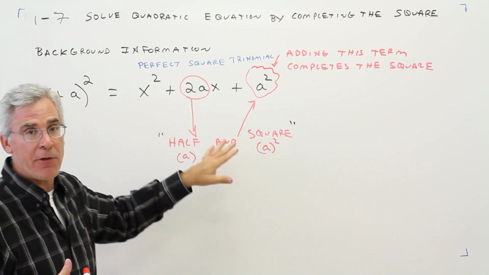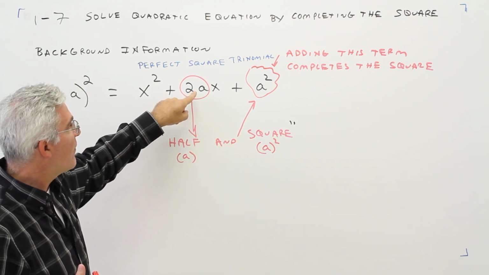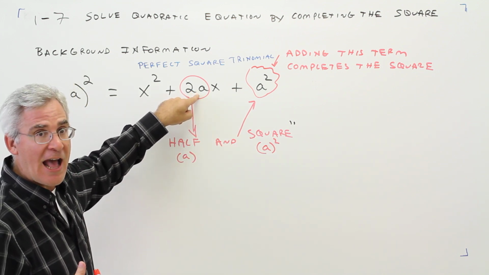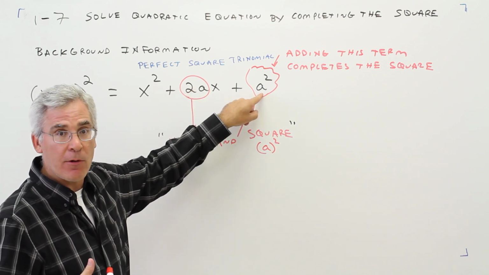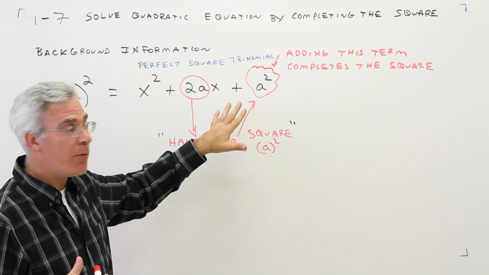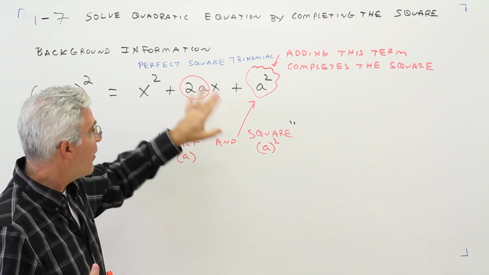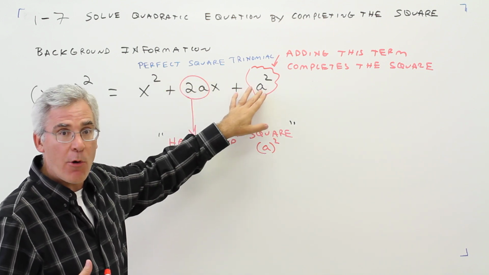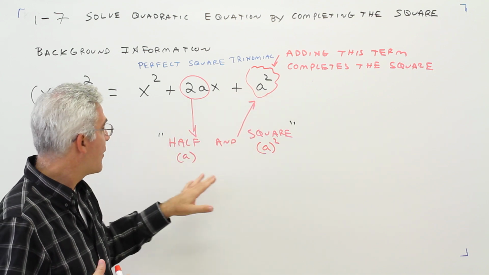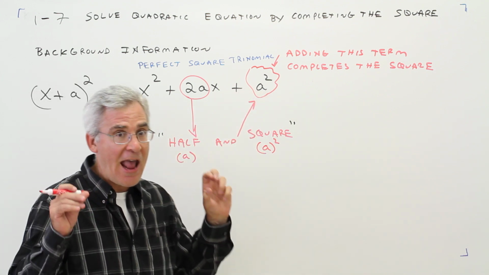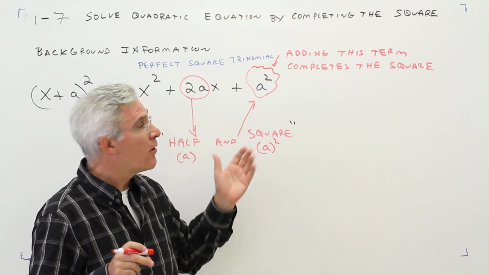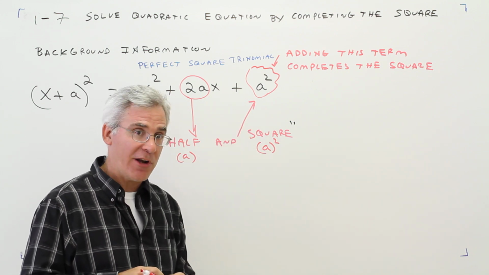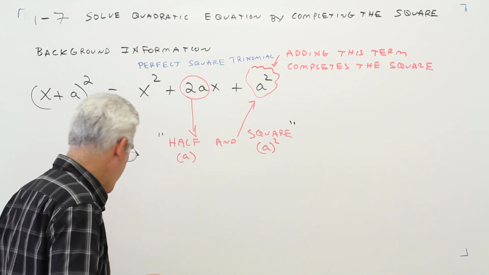And just to let you know how this works, notice if I take half of this term, half of 2a is a, and if I square it, I get that term. So whenever I've got a perfect square trinomial, half of this and then squaring it is how I arrive at that last term. So I've got a big saying in class: half and square. If you know those three words, you're well on the way to solving quadratic equations by completing the square.